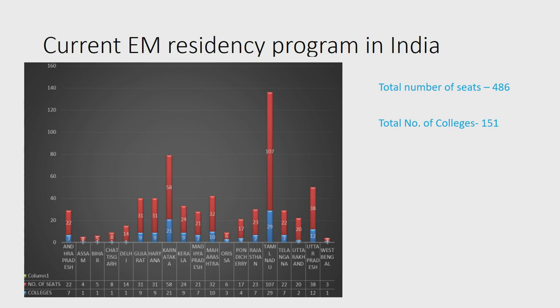After NMC made emergency medicine departments mandatory, the 2023 data from the NMC website shows the total number of colleges which have now accepted emergency medicine is 151, and the total number of seats filled during this counseling was 486 for emergency medicine. You can see the highest number of seats are in the southern part of India, and Tamil Nadu has the highest seats for emergency medicine in India.